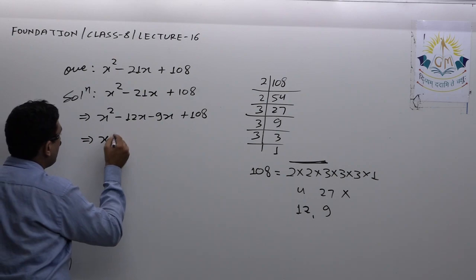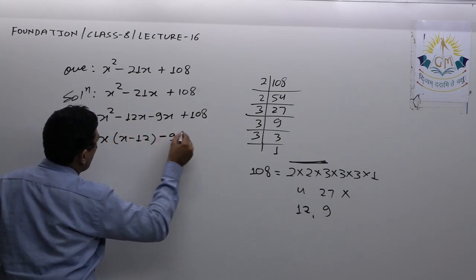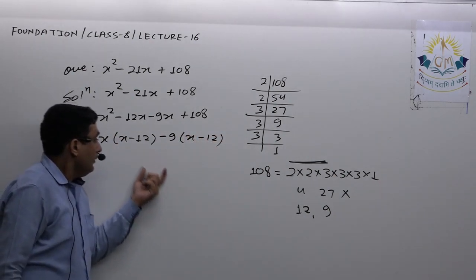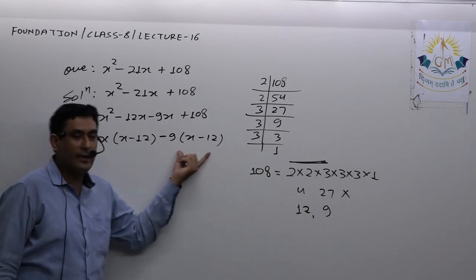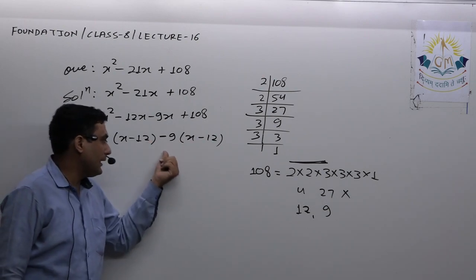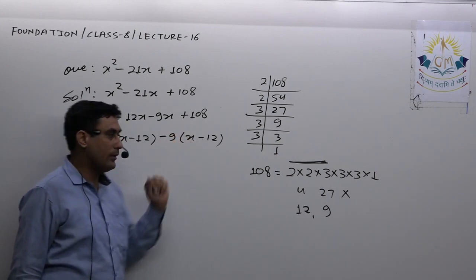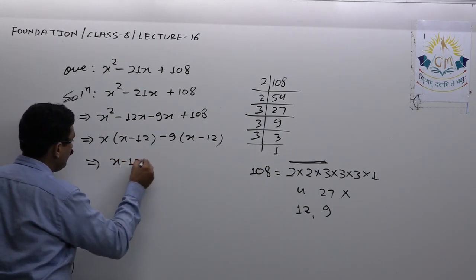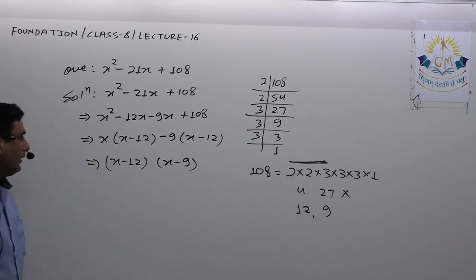So here x is taken common, x minus 12, minus 9 is taken common, x minus 12. I wrote it directly because here it was x minus 12, definitely here we'll get x minus 12. If you want to check it, minus 9 into x, minus 9x, minus 9 into minus 12 plus 108. Now it is very easy. Now you can take x minus 12 common, and over here x minus 9. So this is my final answer. So please note it down, then we'll see the next question.